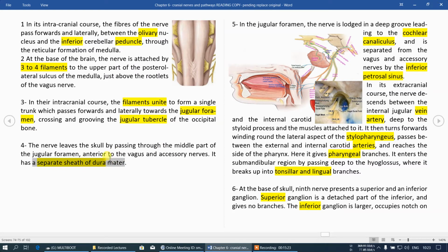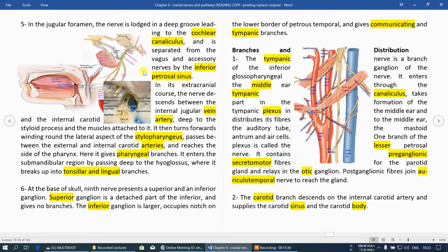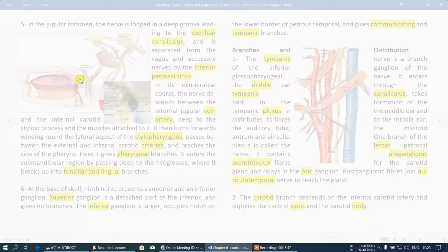So this has a separate sheath of dura mater along with the vagus and accessory nerves. It is passing in the middle cranial fossa and middle part of the jugular foramen. And here it is related to the cochlear canaliculus, inferior petrosal sinus, and then artery and vein also. Now we will see the extracranial course of the glossopharyngeal nerve.